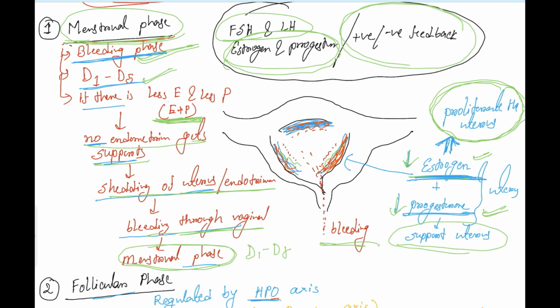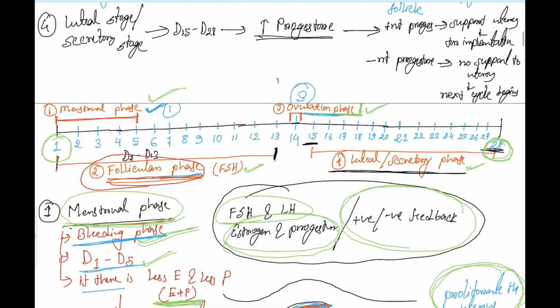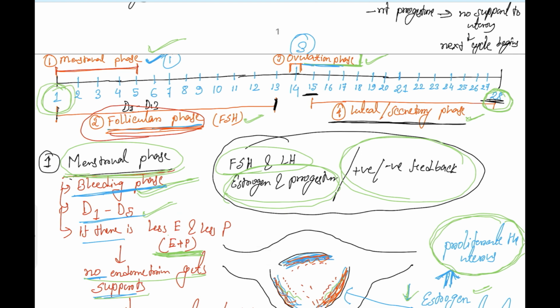So what one-liner questions have the possibility to come in exam from this menstrual phase, from the first phase of your menstrual cycle? So if I ask you, the menstrual cycle begins with which phase? This is your menstrual cycle from day 1 to day 28. So the menstrual cycle begins with which phase? Your answer will be menstrual phase. That is the first question.